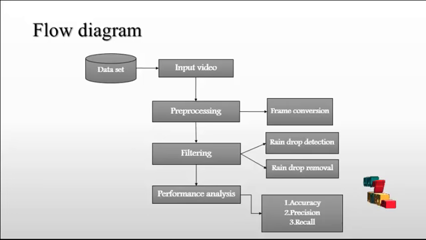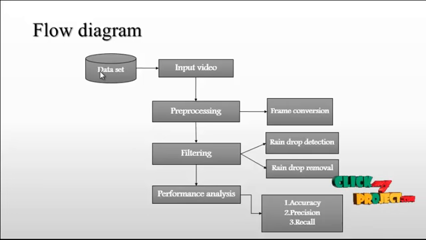Let us discuss the flow diagram of the process. This is the overall flow diagram. In this dataset, we collect rain videos, and then the input video is taken. Whatever the video may be, it is given as input, and then pre-processing. In this pre-processing step, the input video should be converted into frames, in a number of frames, and then the filtering process.